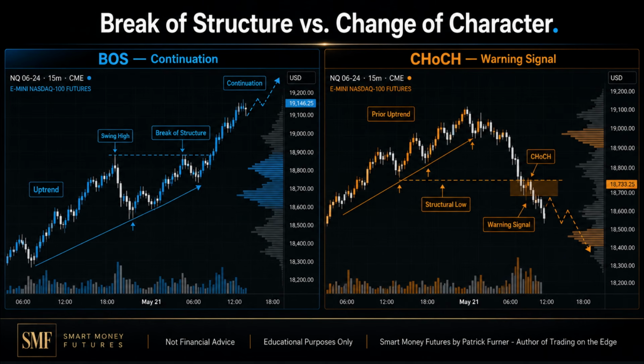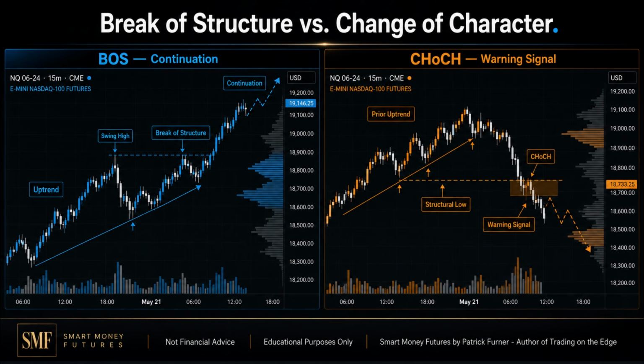A break of structure, or BOS, occurs when price takes out a swing high in an established uptrend or a swing low in an established downtrend. It happens in the direction of the trend. A BOS is a continuation signal. It tells you the auction is still expanding.